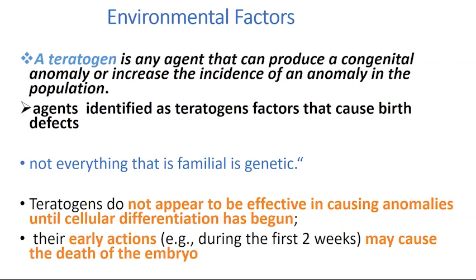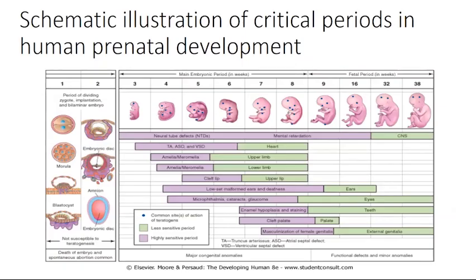And a teratogen is the causative agent that produces or increases the chances of abnormalities. Teratogens do not appear to be effective in causing anomalies until cellular differentiation has begun. Again, that is the embryogenesis period when they become effective. The teratogen may be there, but until differentiation starts, it will not produce its harmful effects. Their early actions during the first 2 weeks may cause the death of the embryo, because it is so critical, and later on they can cause the abnormalities.